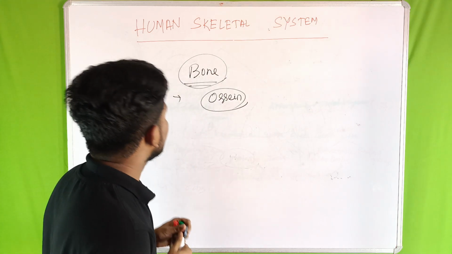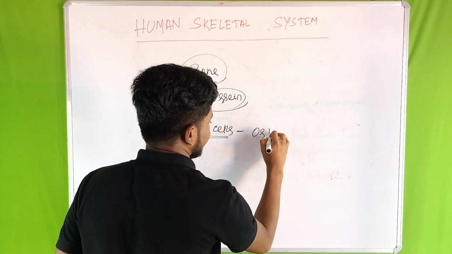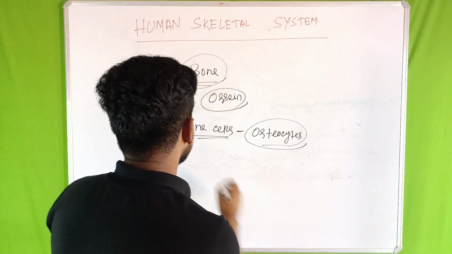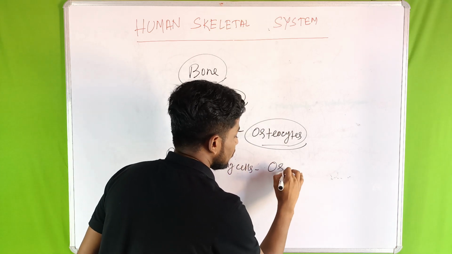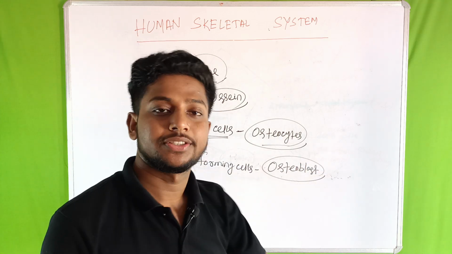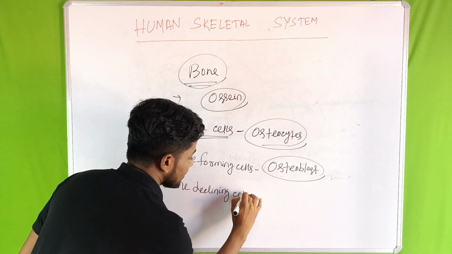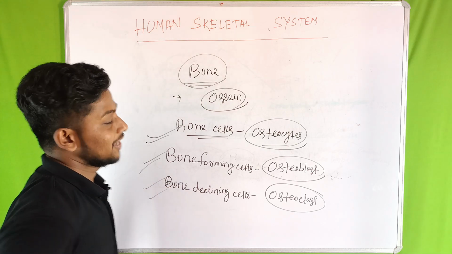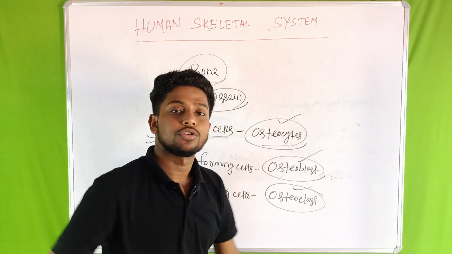Now we teach about bone cells. The bone cell is called osteocyte. The bone forming cell is called osteoblast. And the bone declining cell is called osteoclast. Remember these three for your exams: bone cell is osteocyte, bone forming cell is osteoblast, and bone declining cell is osteoclast. Remember?